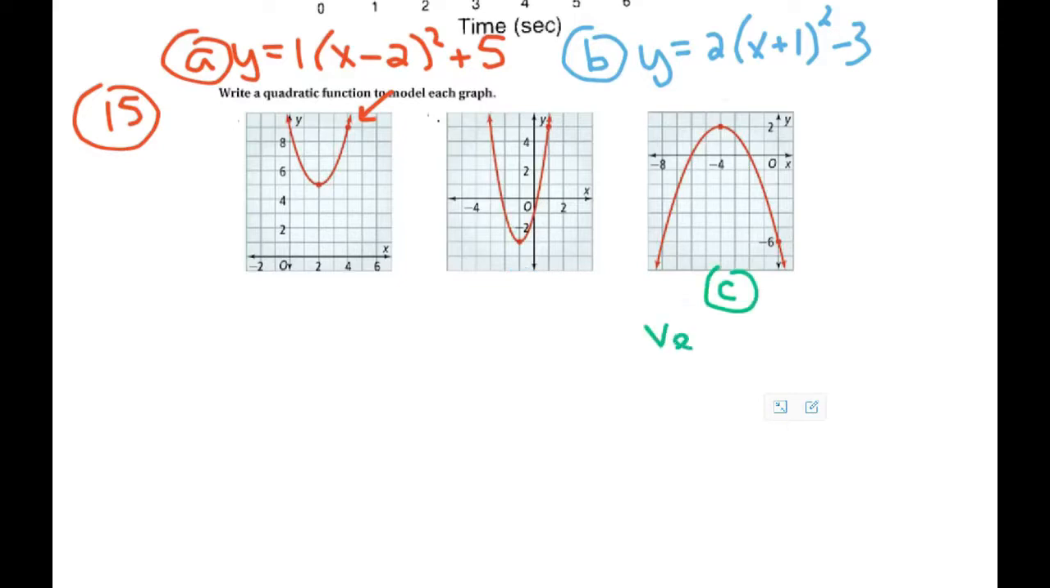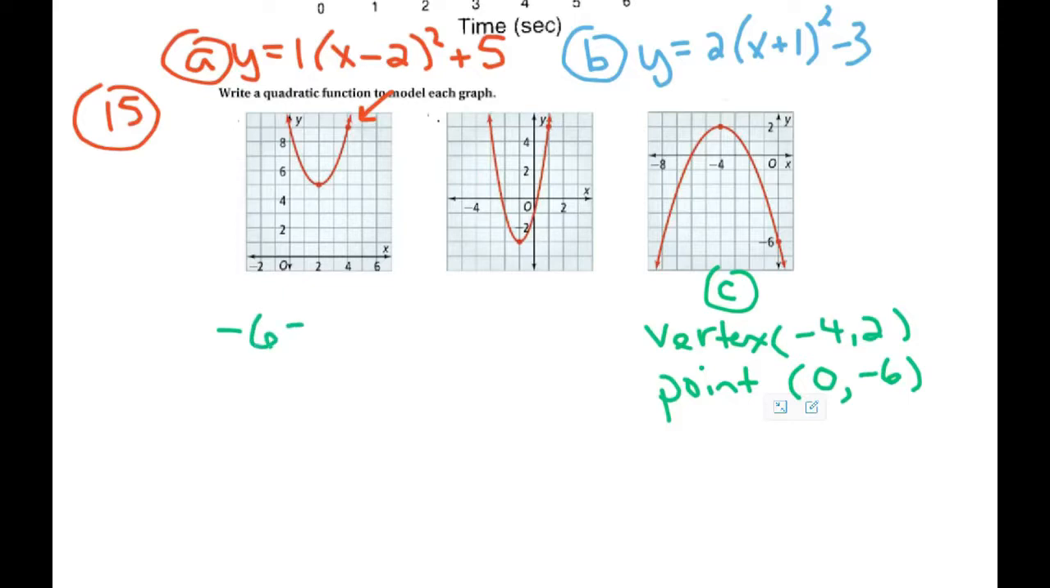Now let's go back and do this on the third graph. The vertex is at (-4, 2). The point on the graph this time is actually the y-intercept, (0, -6). So y is equal to a(x minus h) squared plus k.